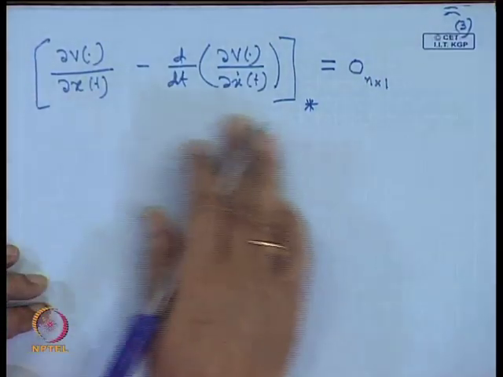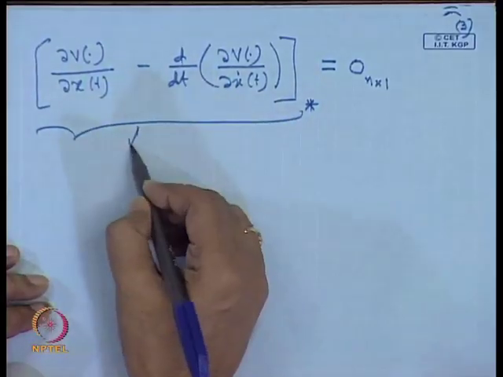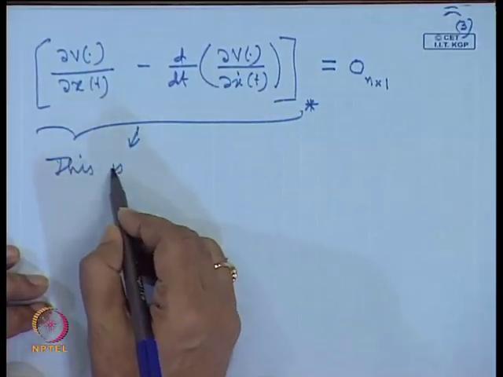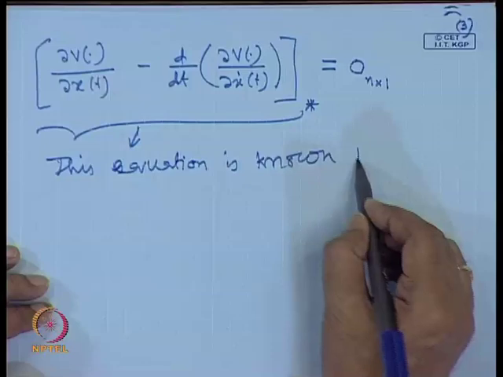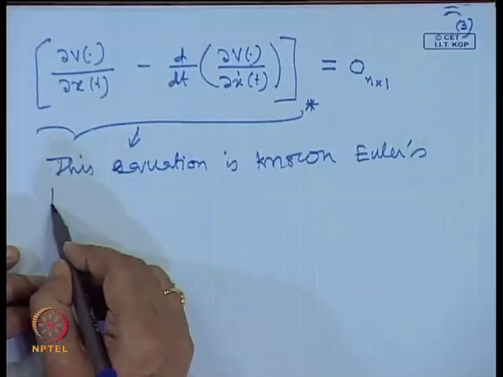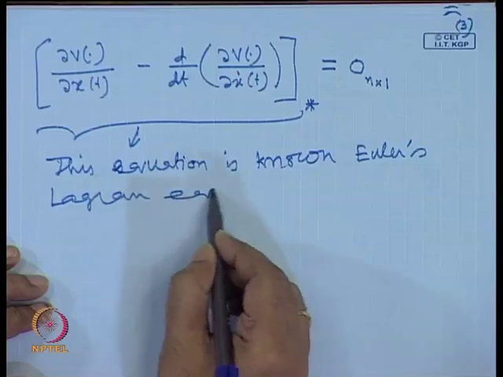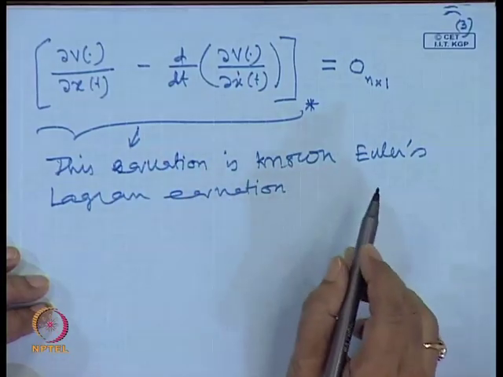So, this equation is known as Euler's Lagrange equation, and it is the necessary condition for the functional to be optimized, either maximum or minimum. Next, we have to check whether the functional is a minimum or maximum, that is, the sufficient condition we have to check. It is the same as what we did for static optimization problems.